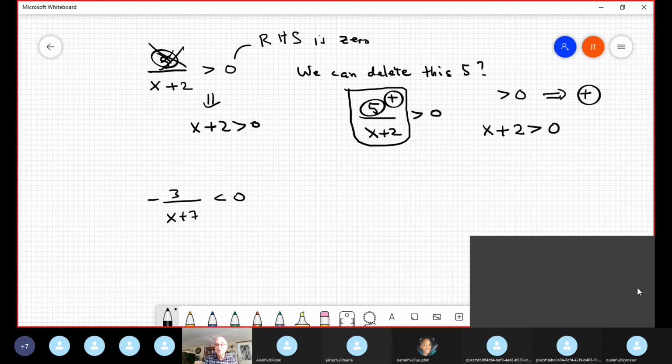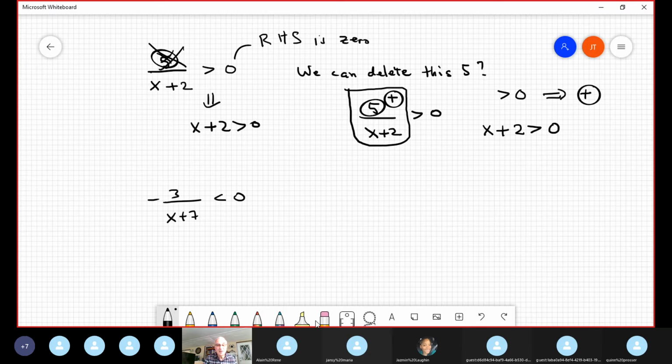Okay. And what do you think about the second example? Let me clarify the second. The second example is minus 3 over x plus 7.